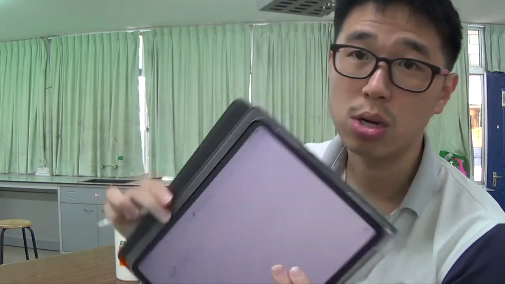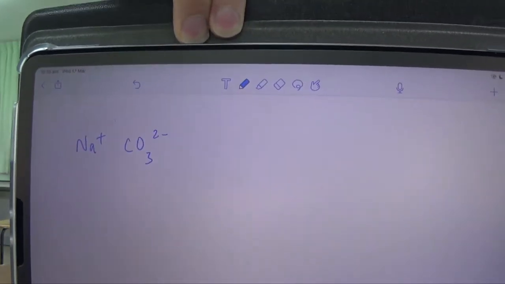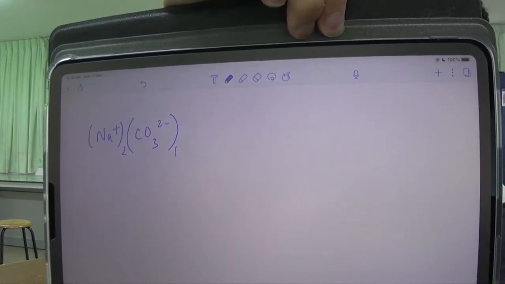If I have sodium carbonate, that is Na+ and CO3 2-. As you know, the compound itself has no overall charge. So that means the LCM between one electron being lost from sodium and two electrons being obtained by CO3. The lowest common multiple of 1 and 2, as I did it in primary school, is going to be 2. So I'm going to need 2 of the Na+ and 1 of the CO3 2- as such. So the formula of sodium carbonate is going to be Na2CO3.